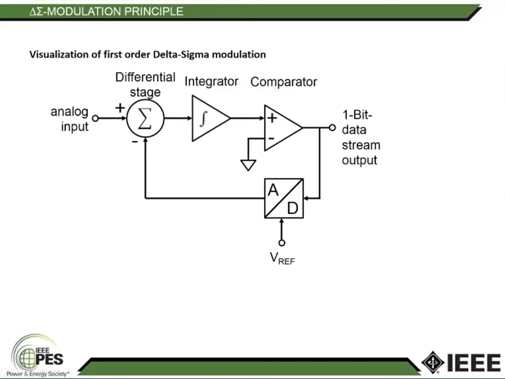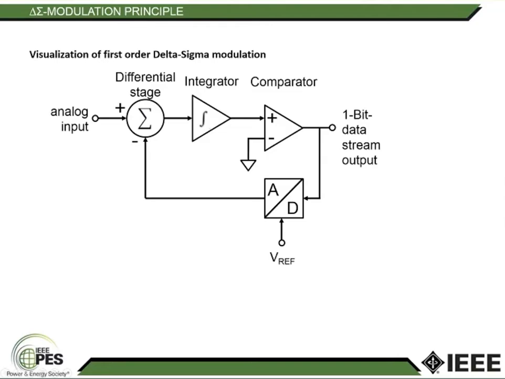On the left-hand side, you have the analog input that comes from the sensing location, which is basically a small voltage. This is put onto a differential stage with the negative feedback of the DA converter down here. This stage is also called the adder or the delta of the delta sigma modulator. This value is put onto an integrator after that, which sums up the previous value and the current value. This value again goes into a comparator, which compares it to 0.